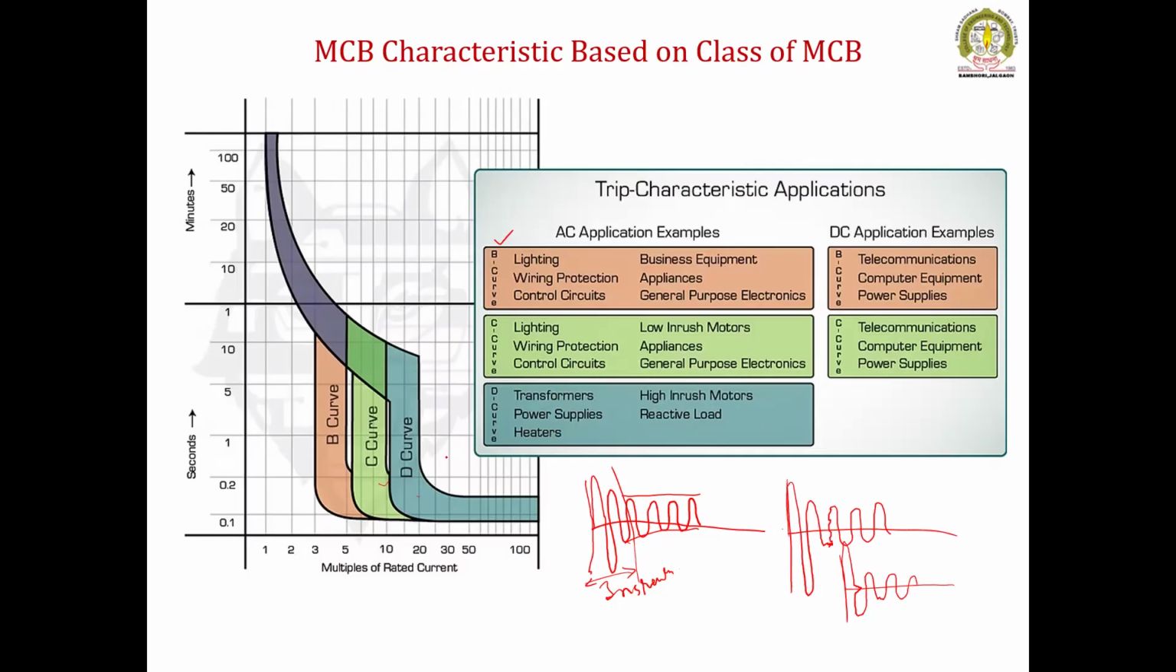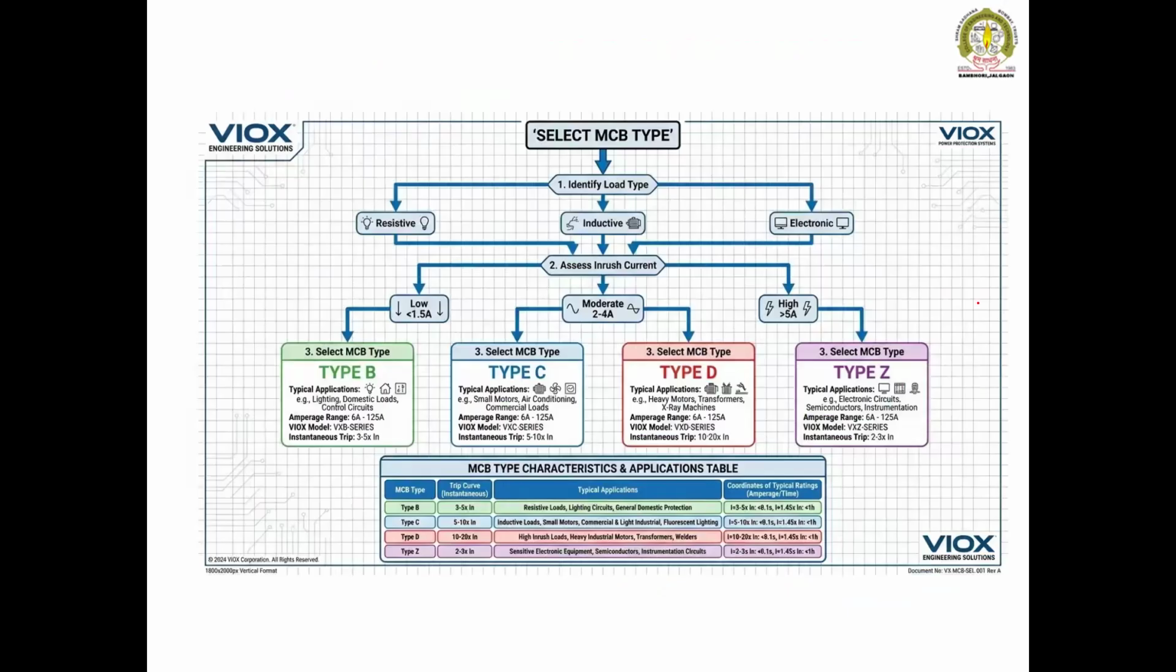And therefore, D-type MCBs are used because they can carry a current of 10 to 20 times their full load current, or multiple current. Whereas B is also used for telecommunication, computer equipment, and power supply for DC supply, DC applications in the communication system. So these are the applications of MCB, and based on the type of MCB, we are going to select the MCBs for the different applications.